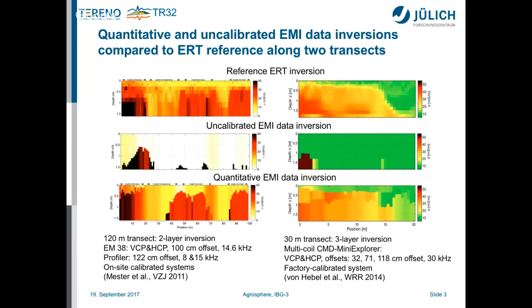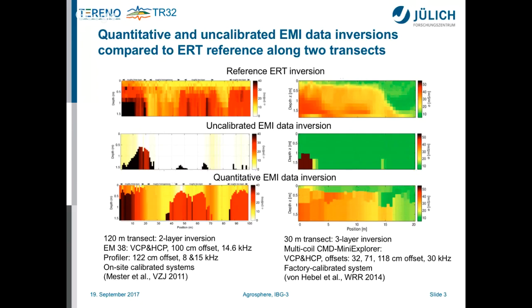And how many parameters do you have? Yeah, that's a 3-layer inversion here, so we have 5 parameters: the 3 electrical conductivities and the 2 layer thicknesses. And we measure, always in this study, with the Mini Explorer in VCP and HCP with the 3 coil offsets. So we have 6 measurements and these 5 parameters to invert for.